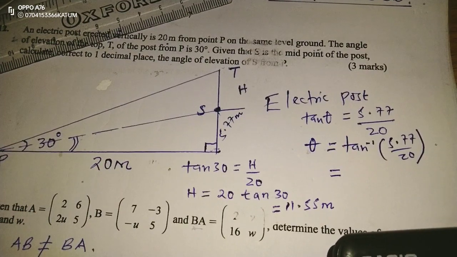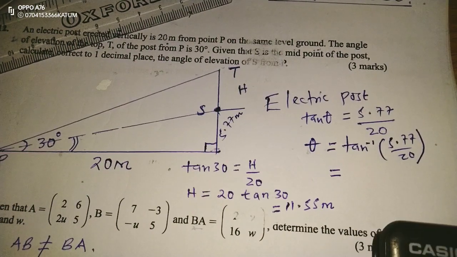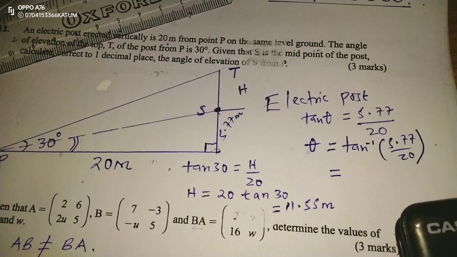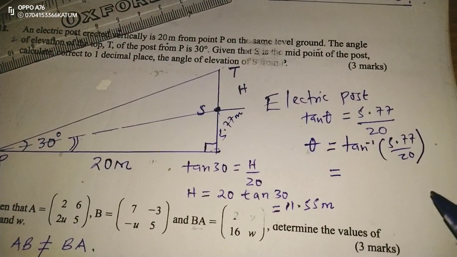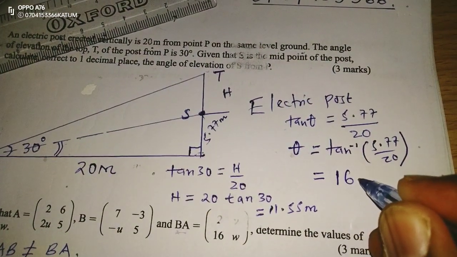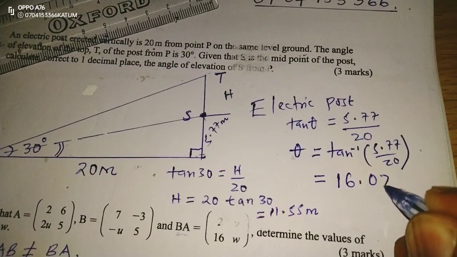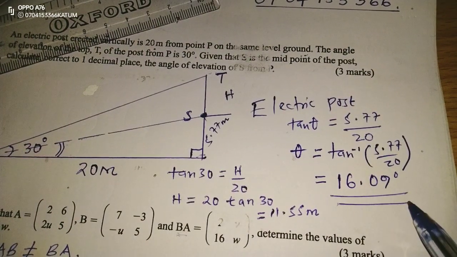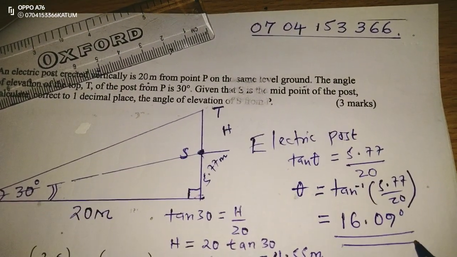So when we divide by 20, then we take the tan inverse. 5.77 over 20, then the tan inverse of the answer. I'm getting 16.09 degrees to 4 significant figures.